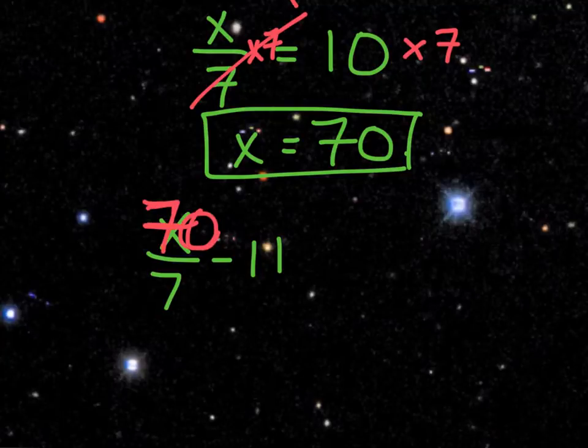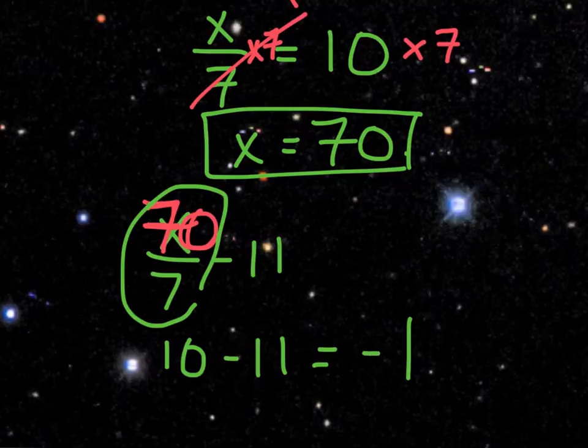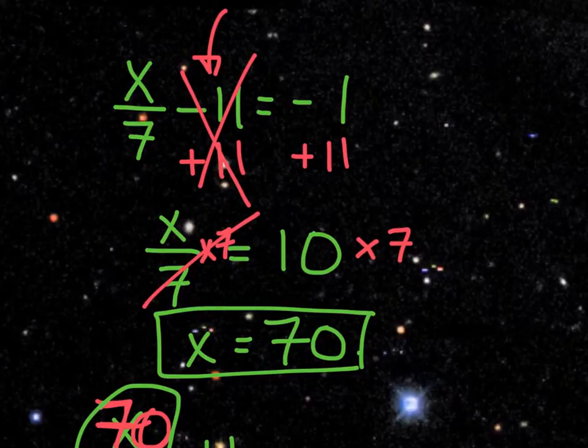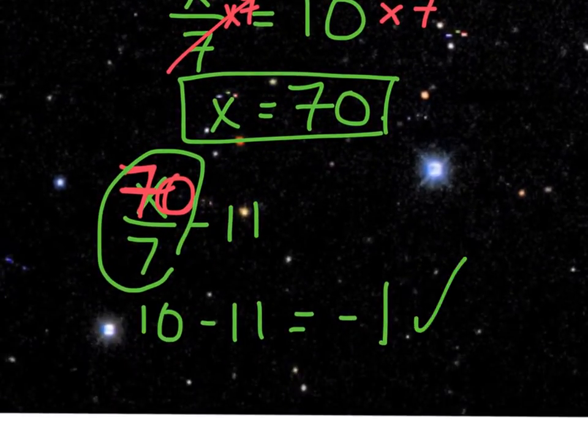And if I divide 70 by 7, we would get 10. And I know 10 minus 11 is -1. And was that what we were going for? Yes, -1. So that is, in fact, correct. So we've definitely got the right answer there.